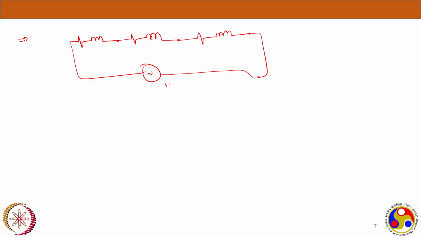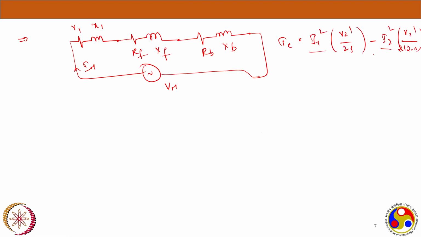VM. So this is R1, X1. So we can write as RF and XF, RP and XP. Now we know that torque is equal to I1 square R2 dash by 2S minus I2 square R2 dash by 2 into 2 minus S, where I1, I2 we just wrote as IF and IB, right?